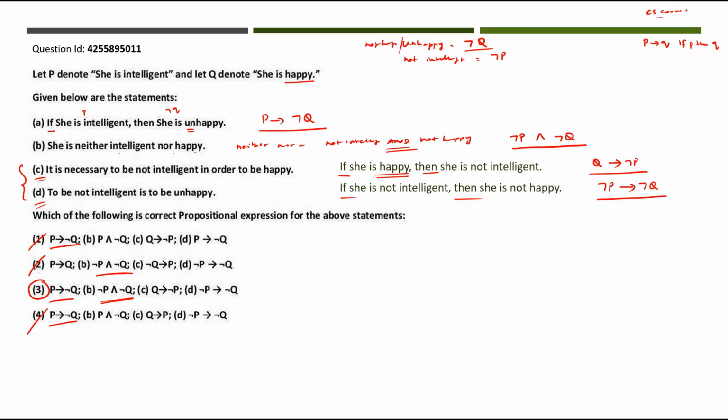Now we will just check for Q implies negation of P. It is given here correctly. What about negation of P implies negation of Q? It is given correctly. Next question.